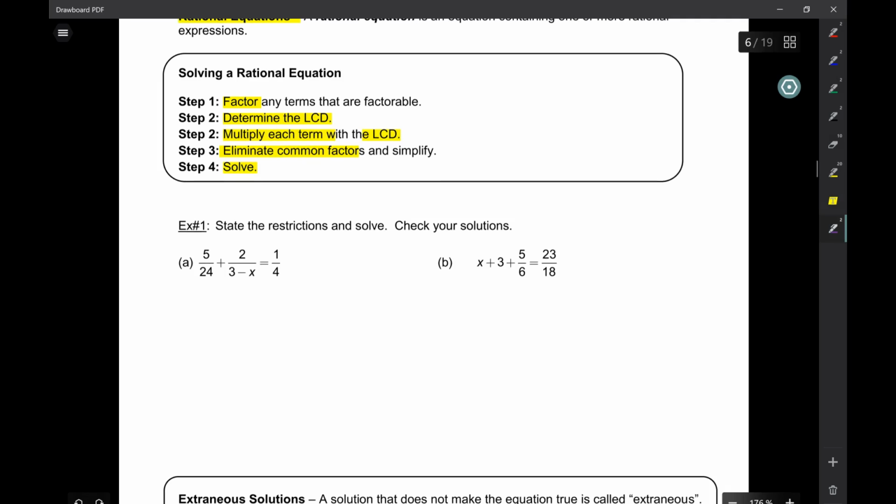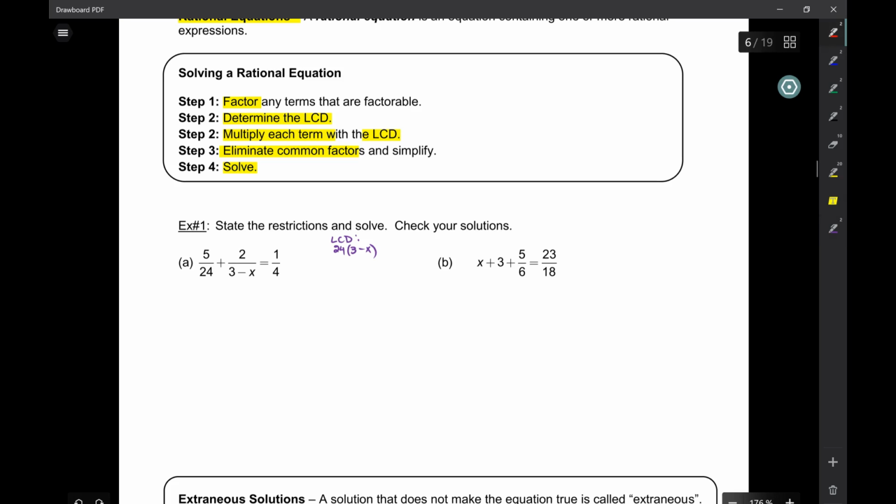The first one here, is there anything that needs to be factored? No. So I'm done with number one. Number two, determine the LCD. What's the LCD for this one? 24 times 3 minus x. So what I want to do now, the next step, multiply each term with the LCD.